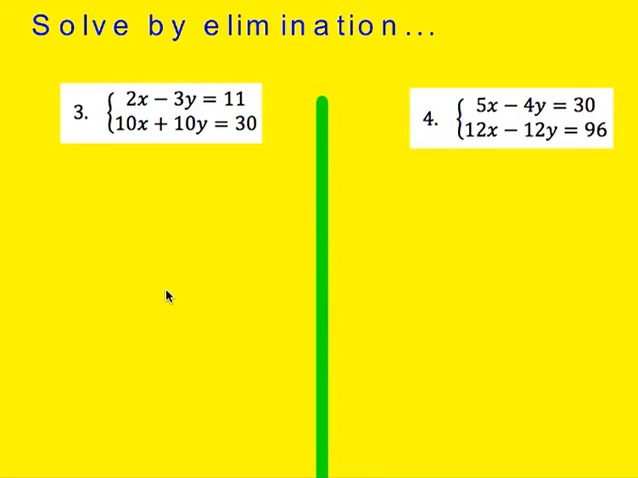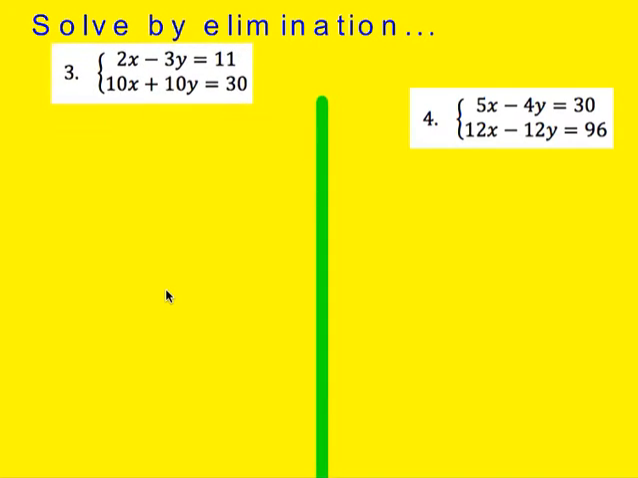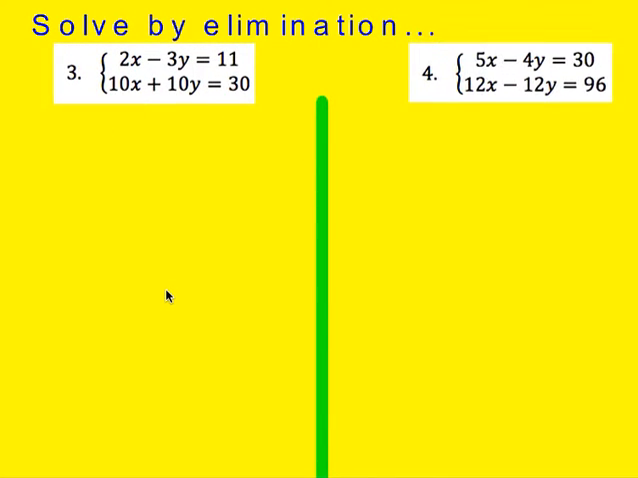Now, let's take a look at number 3. So we don't have the same number anywhere, but I do notice that my y's have opposite coefficients. So I have a 10 and I have a 3.